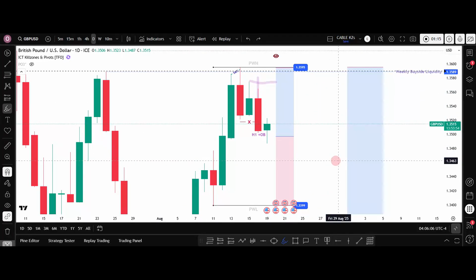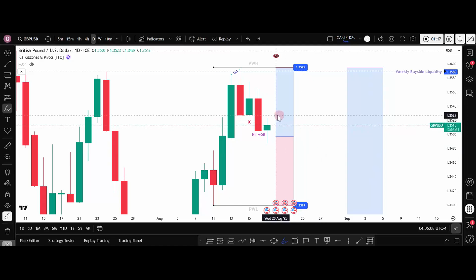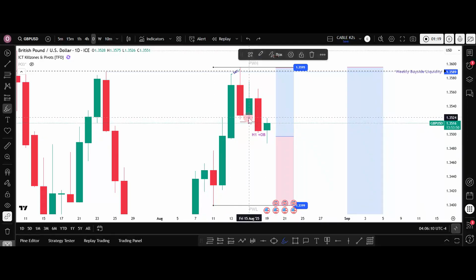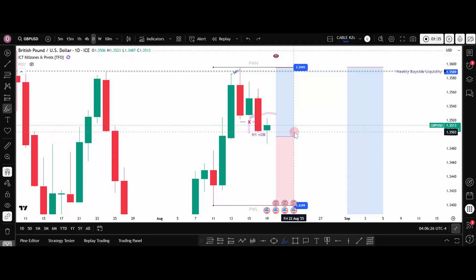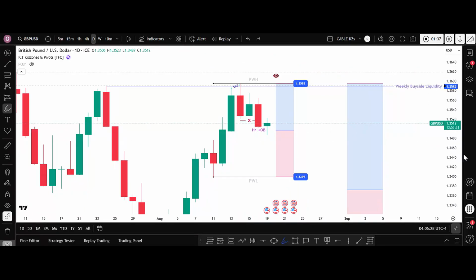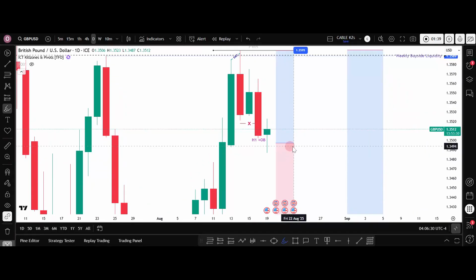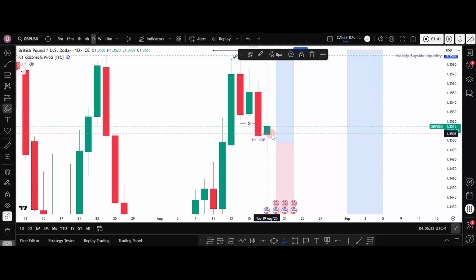But price doesn't necessarily have to do what I want it to do. So it ended up breaking down. See, this is Friday's price low. It broke down and closed below it. So after price closed below it, it's safe for me to assume today price will close lower than it opened.